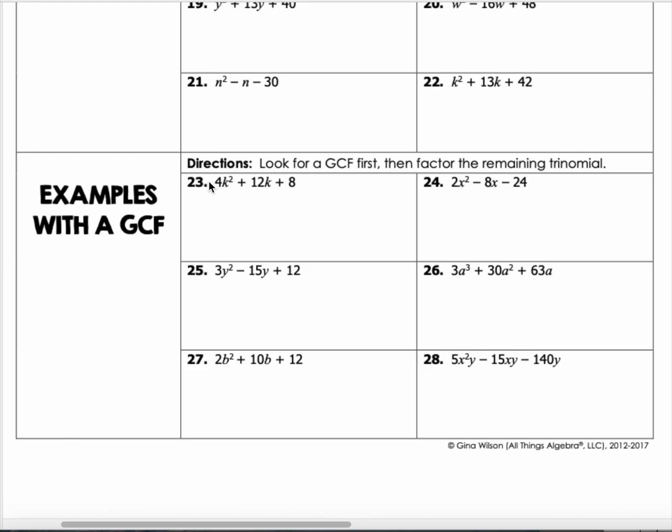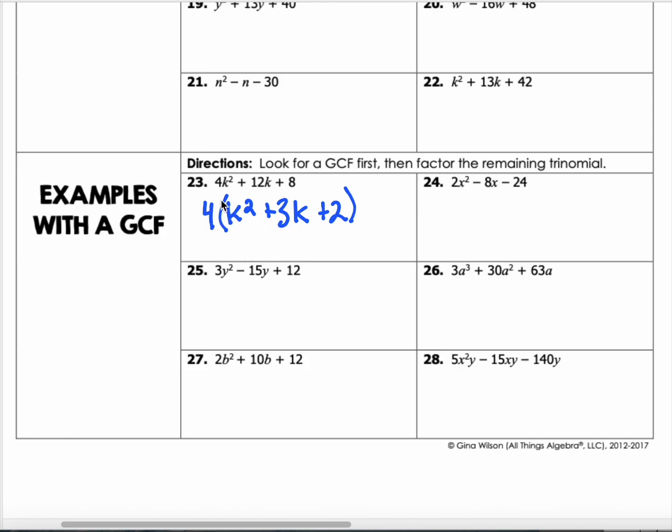What that tells me is that off the top of my head, I know that I can take a 4 out of a 4, a 4 out of a 12, and a 4 out of an 8. So that's what I'm going to do. I'm going to factor out my 4, and I'm going to leave everything else inside that I could not take out. Since I took a 4 out of the 4k squared, I'm going to leave my k squared. Since I took a 4 out of that, I'm going to leave a 3k, and then I take a 4 out of my 8, and I have a positive 2. Now I have a factored trinomial.